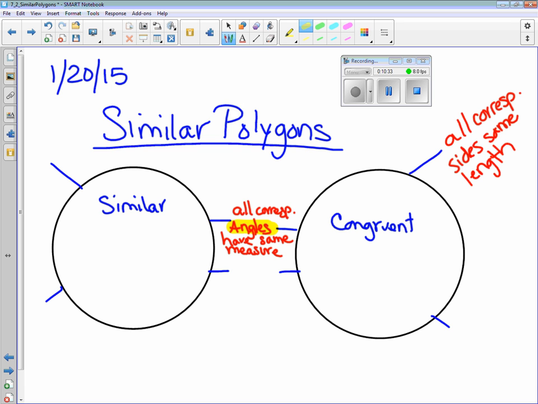Anything else you can tell me about congruent? Can a triangle be congruent to a rectangle? No. So what has to be true about their shapes? They're the same shape. And guess what? Similar too. They are the same shape. Let's draw these as separate little inside bubbles. Same shape.